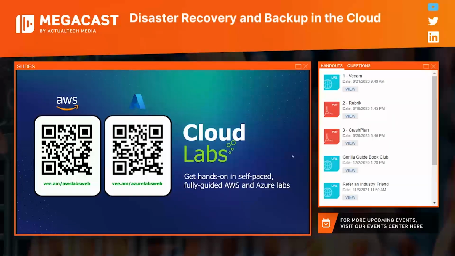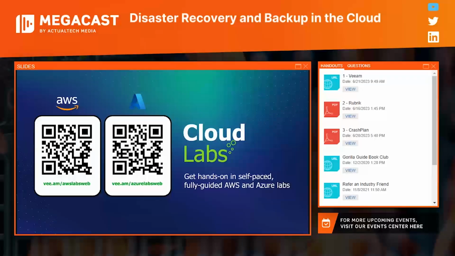Everything is self-paced. It's fully guided. You can do it in your own time. It's completely free to you. You can go in there and completely destroy it if you like. When the lab's over, the lab's over. So go in, play around with these. You've got the short URLs here, but we've also got some QR codes for you there. Sign up for them. Have a play around, completely free, very, very easy, very interesting to do.